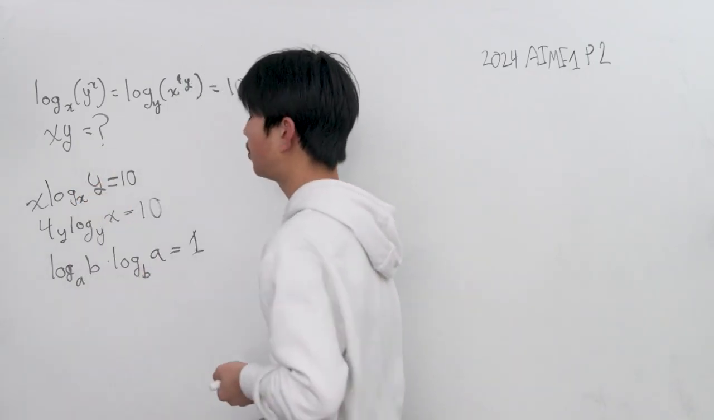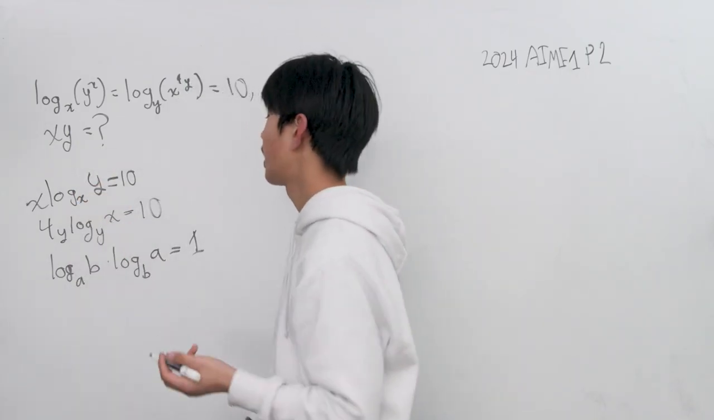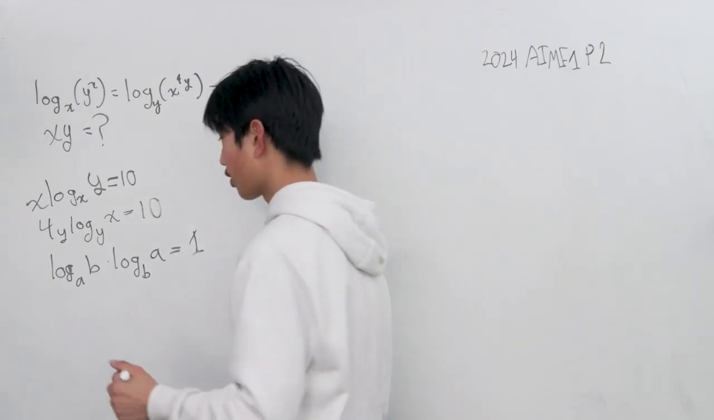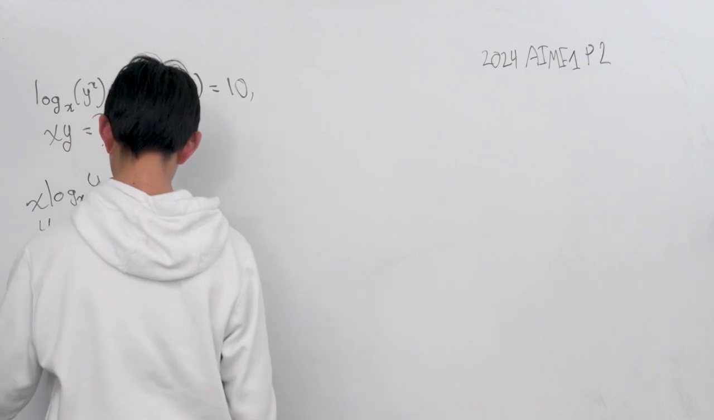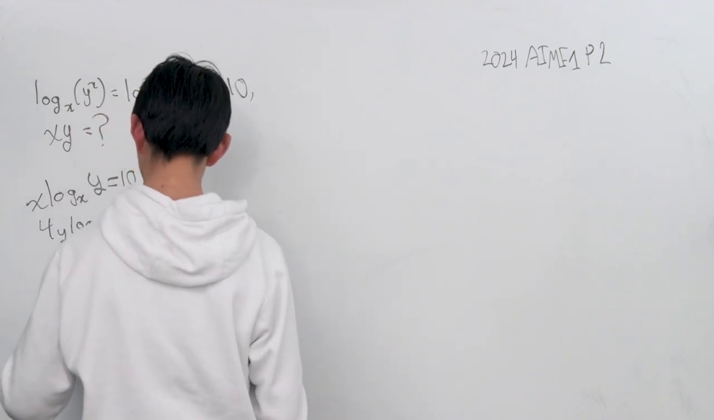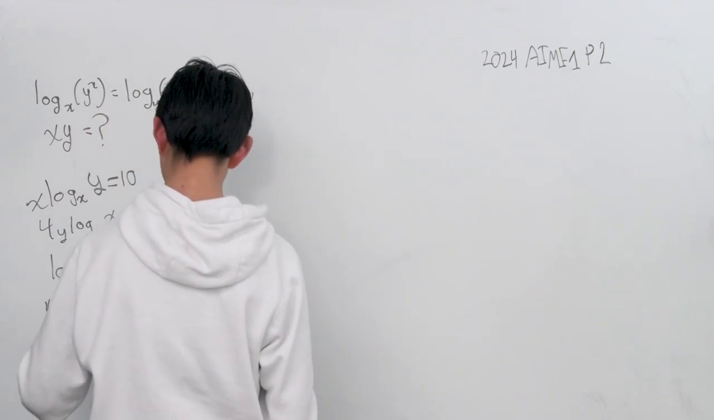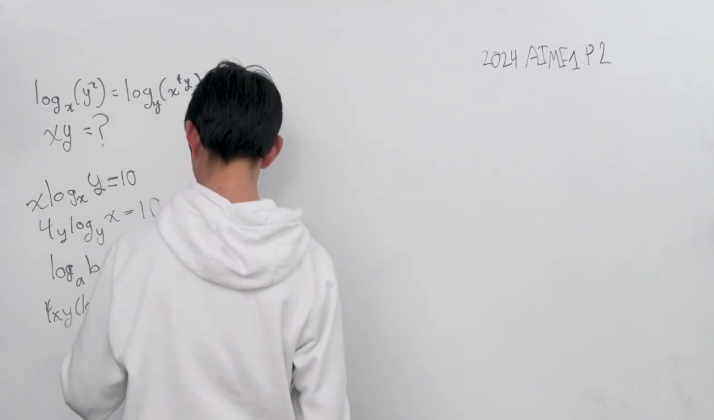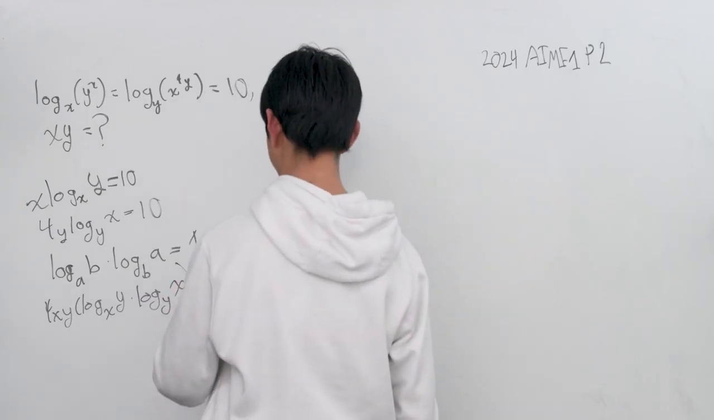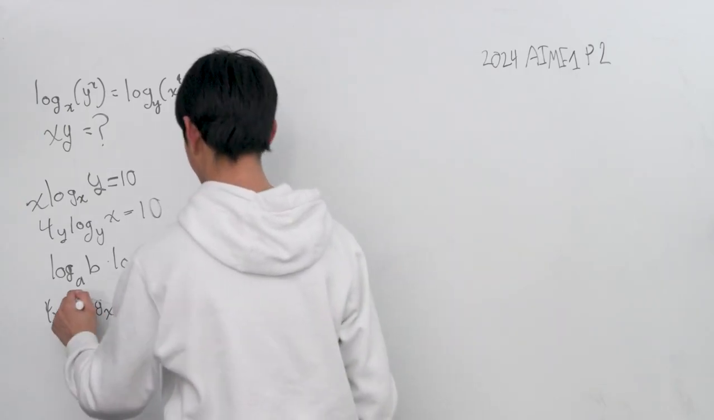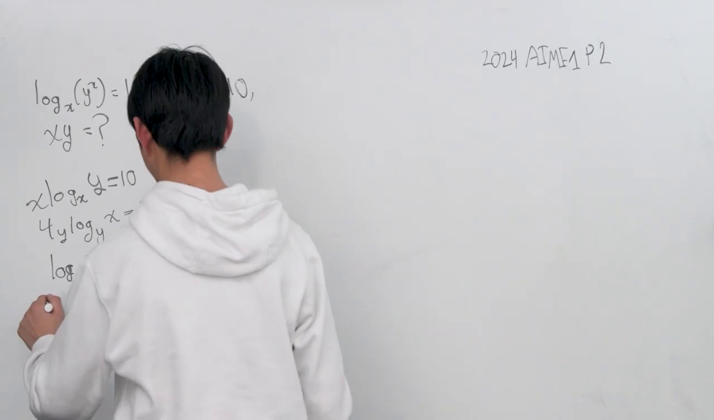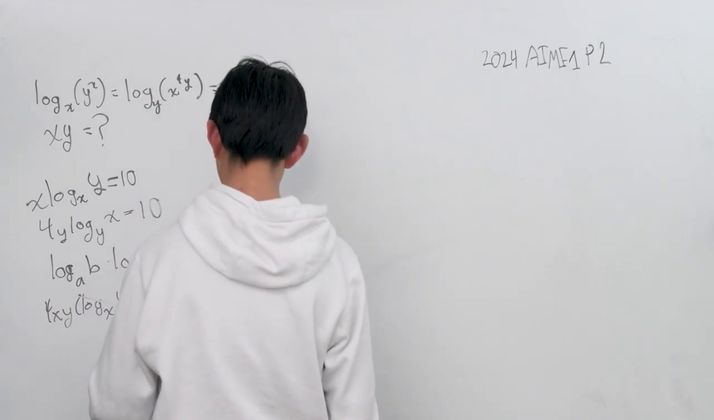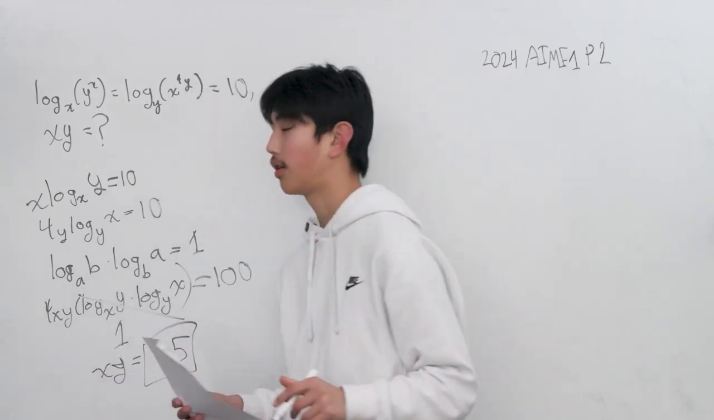So if you multiply these together, these log terms cancel out because when you multiply them together, they're 1. So 4xy times log base x of y times log base y of x is equal to 100. 10 times 10 is 100. This is just 1, and then divide by 4. xy is equal to 25, and that is going to be our final answer.